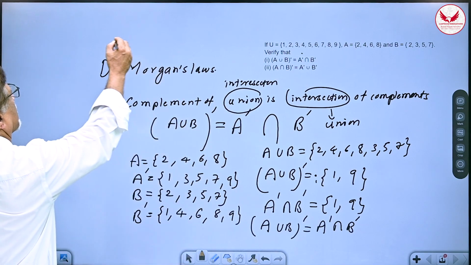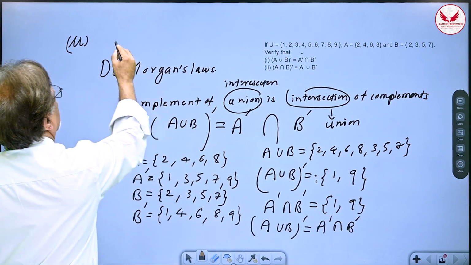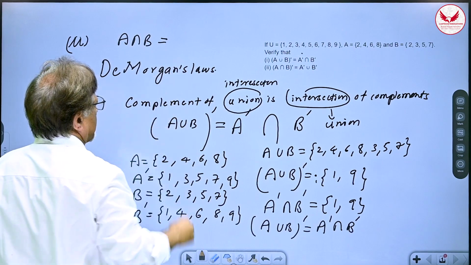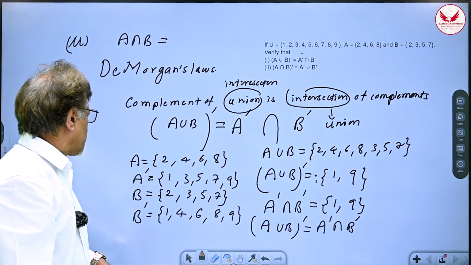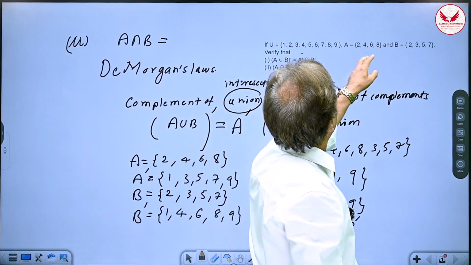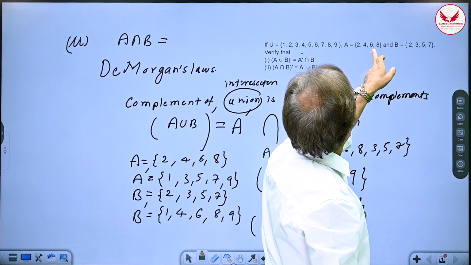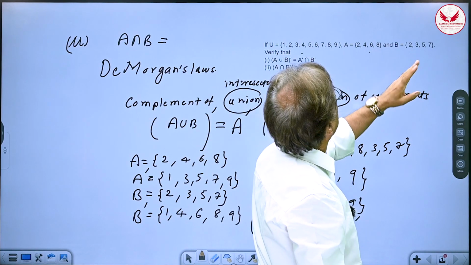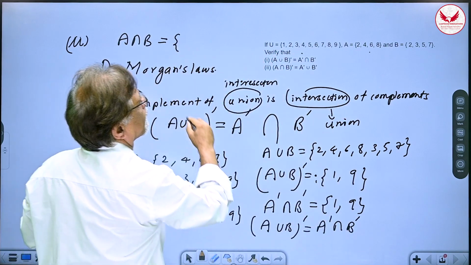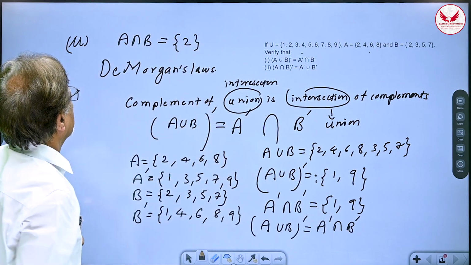Now let us look at the second statement. The second statement is what? First of all, we have to find out what is A intersection B. What is A intersection B? What are the elements common in A and B? Right? So look at this A and look at this B. Which is common? 2 is common. Then 4 is not common. 6 is not common. 8 is not common. So the only common element in this is, what is it? 2. So 2 is the only common element here.